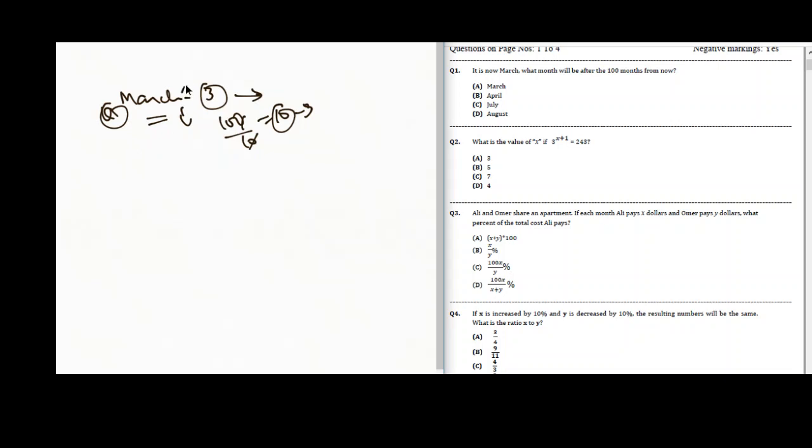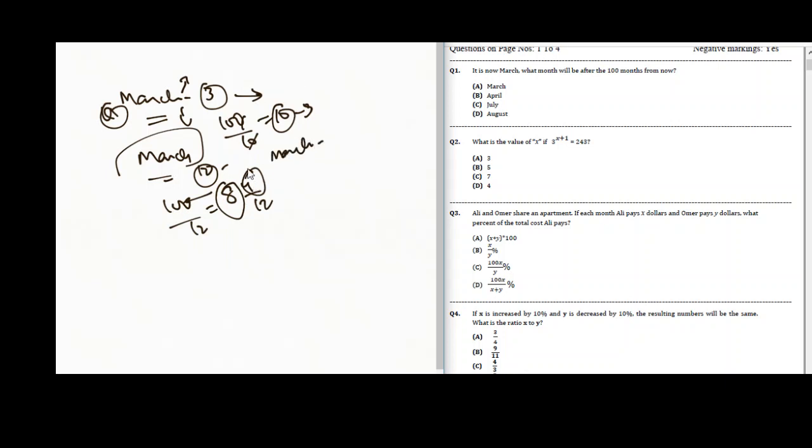Either I would divide it by 12, that would become easier. After 12 months, March would be there again. So 100 divided by 12, what do we end up with? 12 times 8 is 96. Then we have a remainder of 4 over 12. It means that after 8 cycles, I will be there in March, and adding 4 months, what will come after March? April, May, June, and then July, the option that is C.